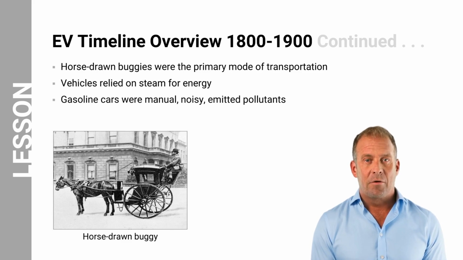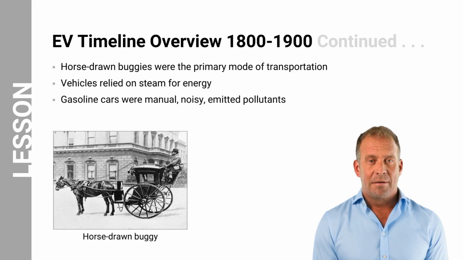However, steam-powered vehicles had limitations, including long startup times, the need for a constant supply of water, and the requirement for regular maintenance. The introduction of gasoline-powered cars brought significant advancements to the automotive industry. Early gasoline cars were often manual, requiring the driver to manually operate gears and controls. These early cars were noisy and emitted pollutants, as the technology and regulations for emissions control were not as advanced as they are today.